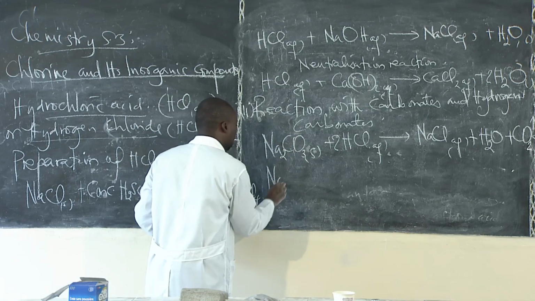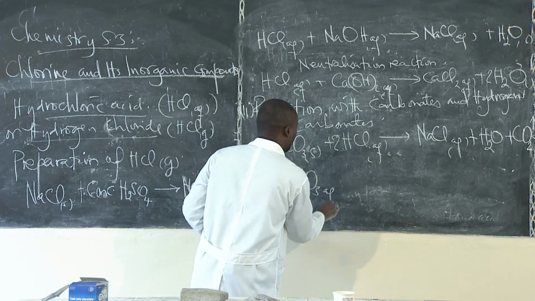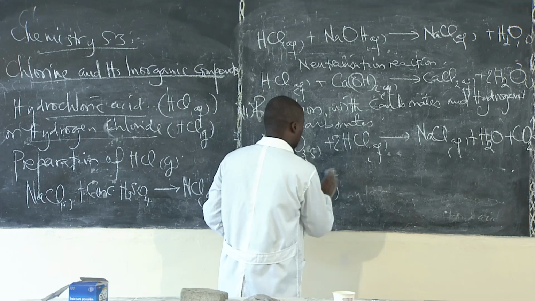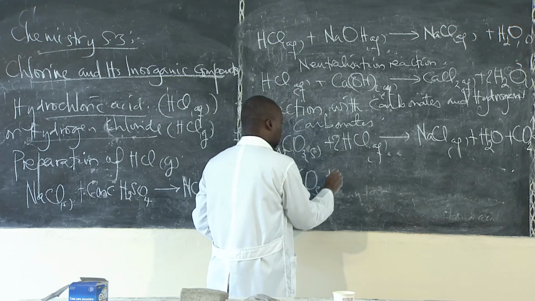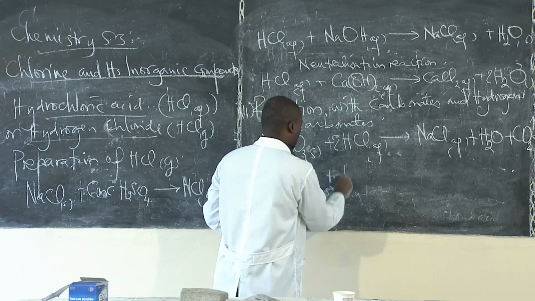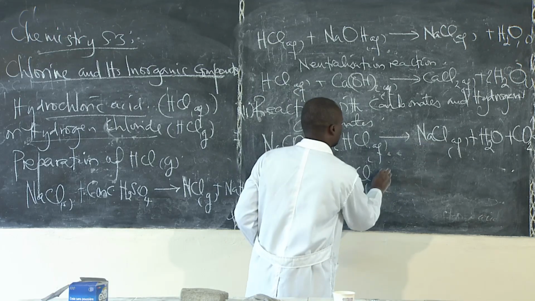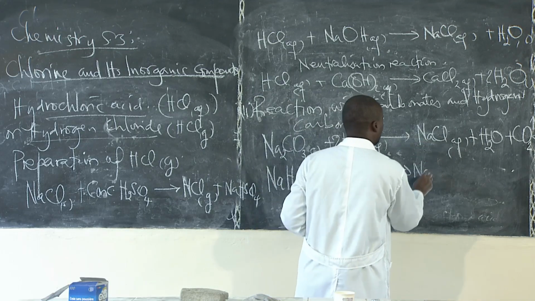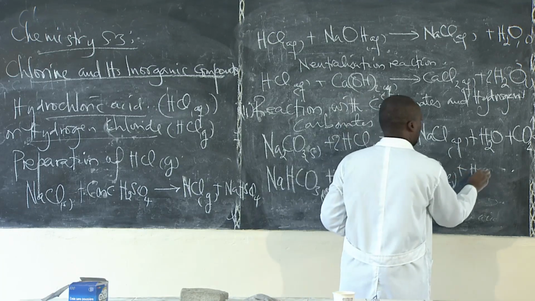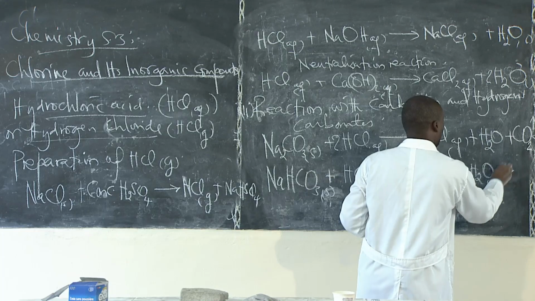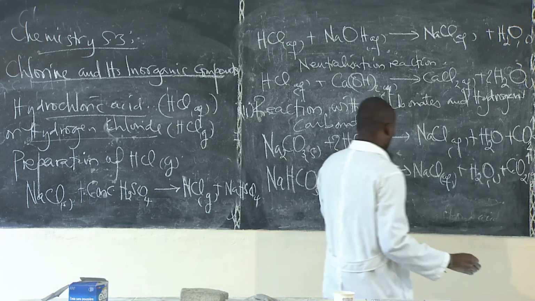So you may have sodium hydrogen carbonate. Sodium hydrogen carbonate, which can be in solid form, with the HCl. The products are the same. So we have sodium chloride plus water plus carbon dioxide gas.